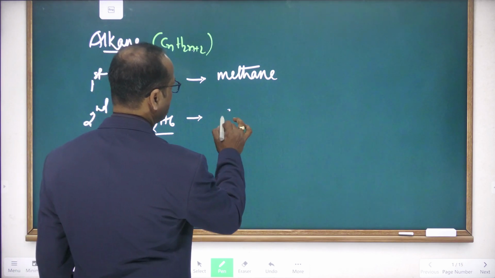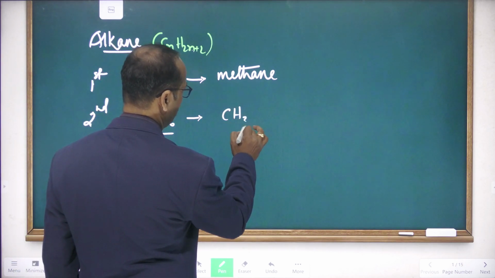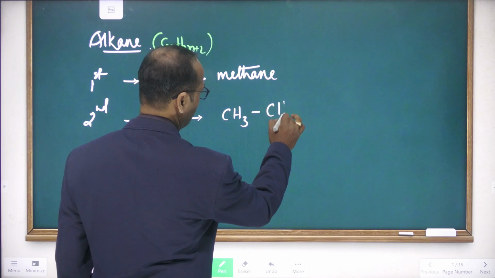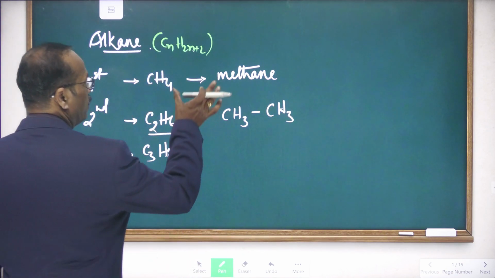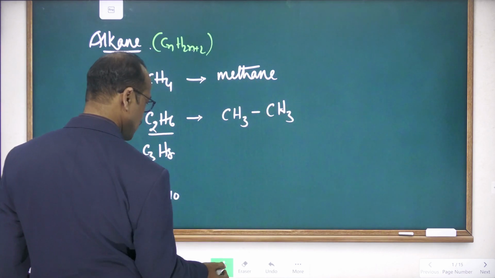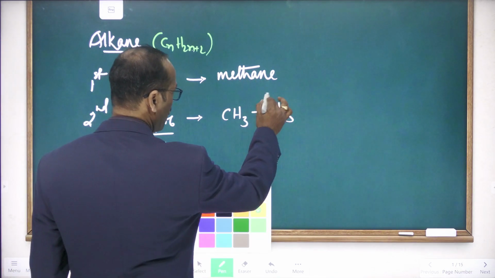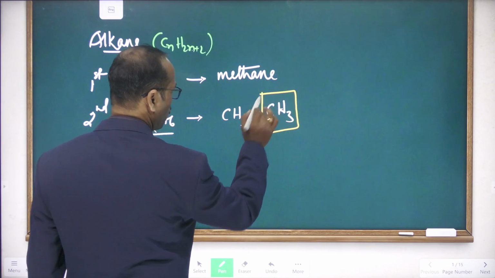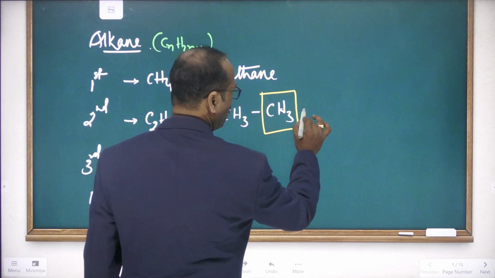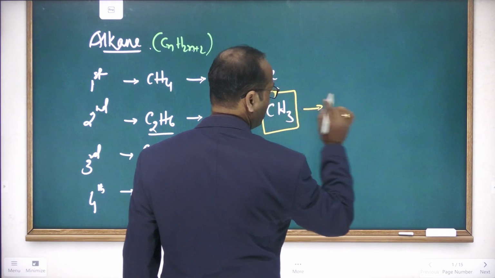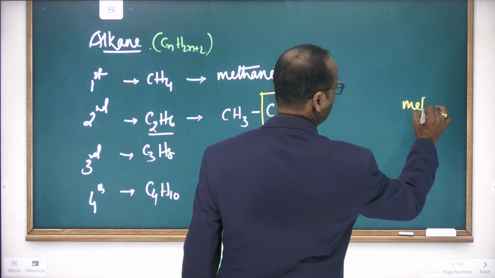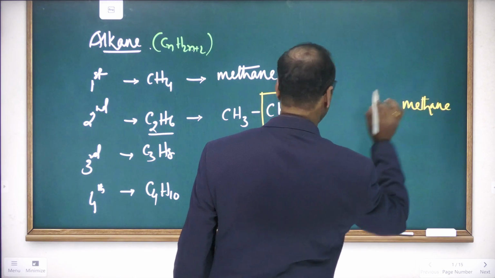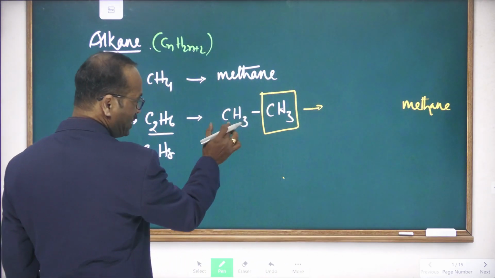I can split it as CH3, CH3. I can split like this, right? Now here one carbon I will separate. Then always, this one carbon represents methane. So I am writing the first member. The first member is very important here. So methane. Okay.